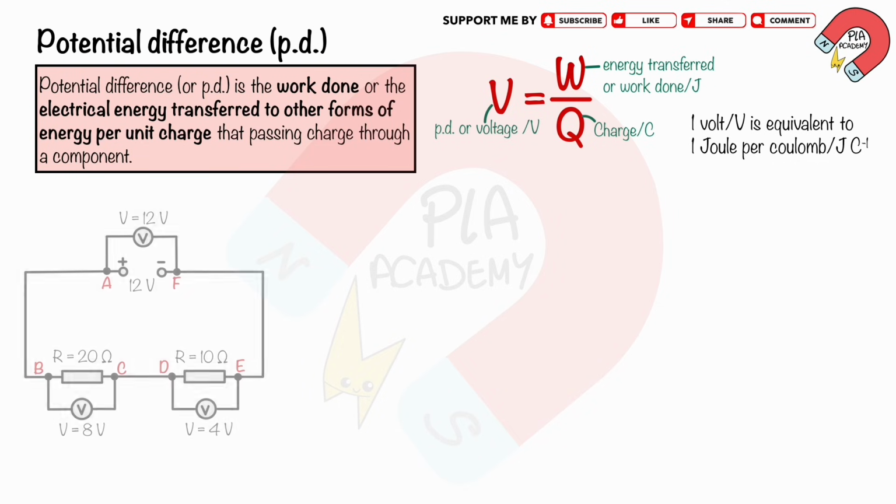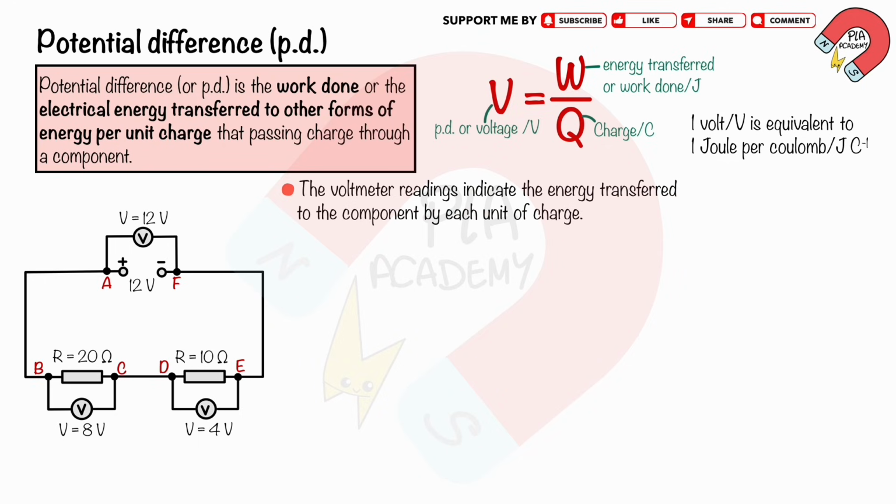The circuit diagram is shown. The voltmeter readings across each resistor and power supply indicate the energy transferred to the component by each unit of charge.